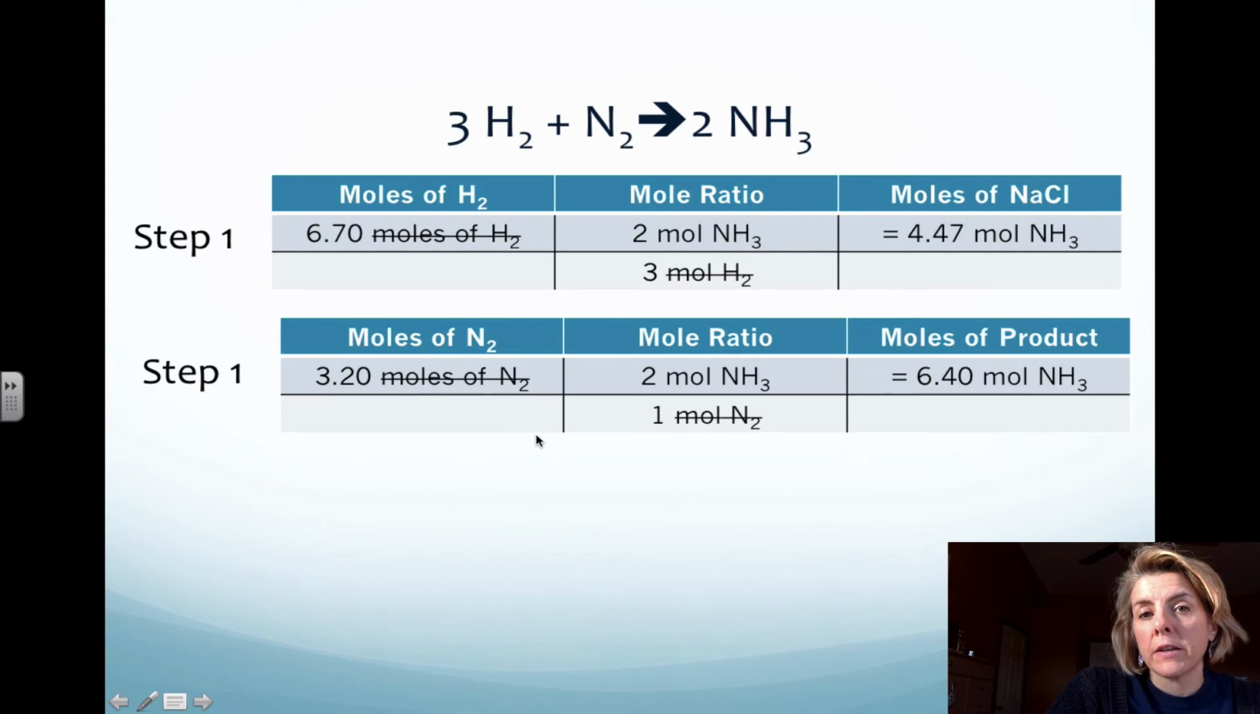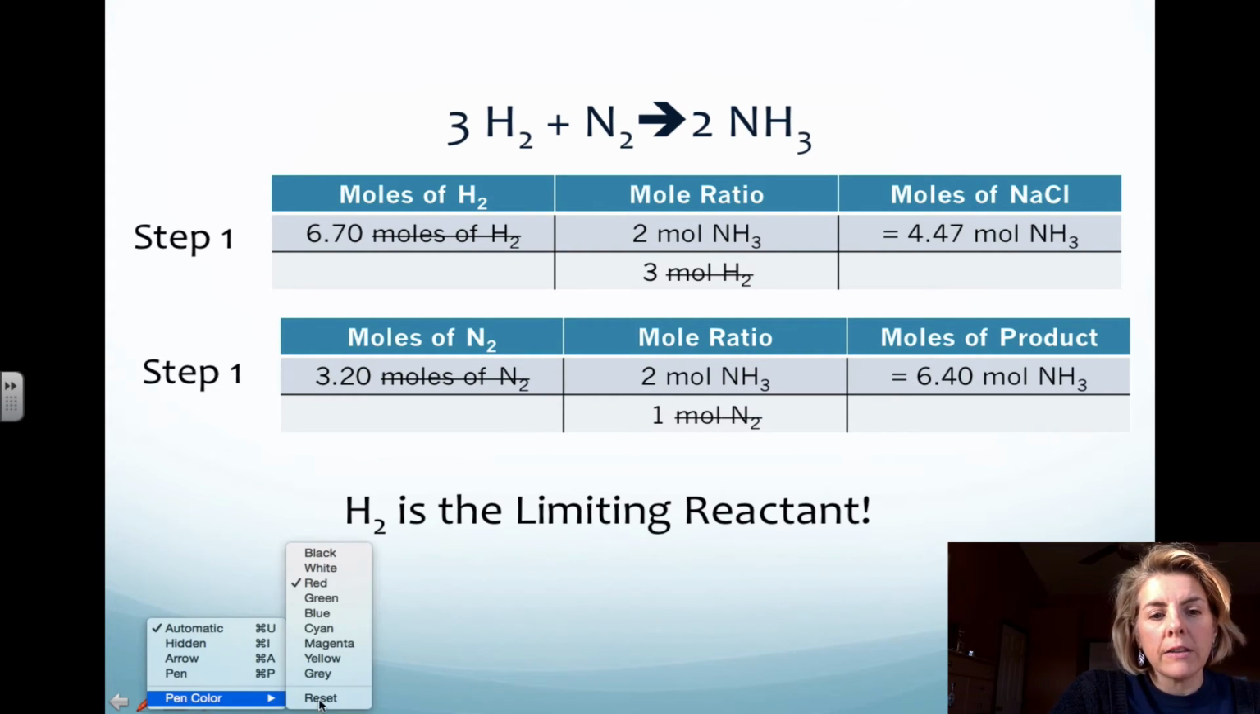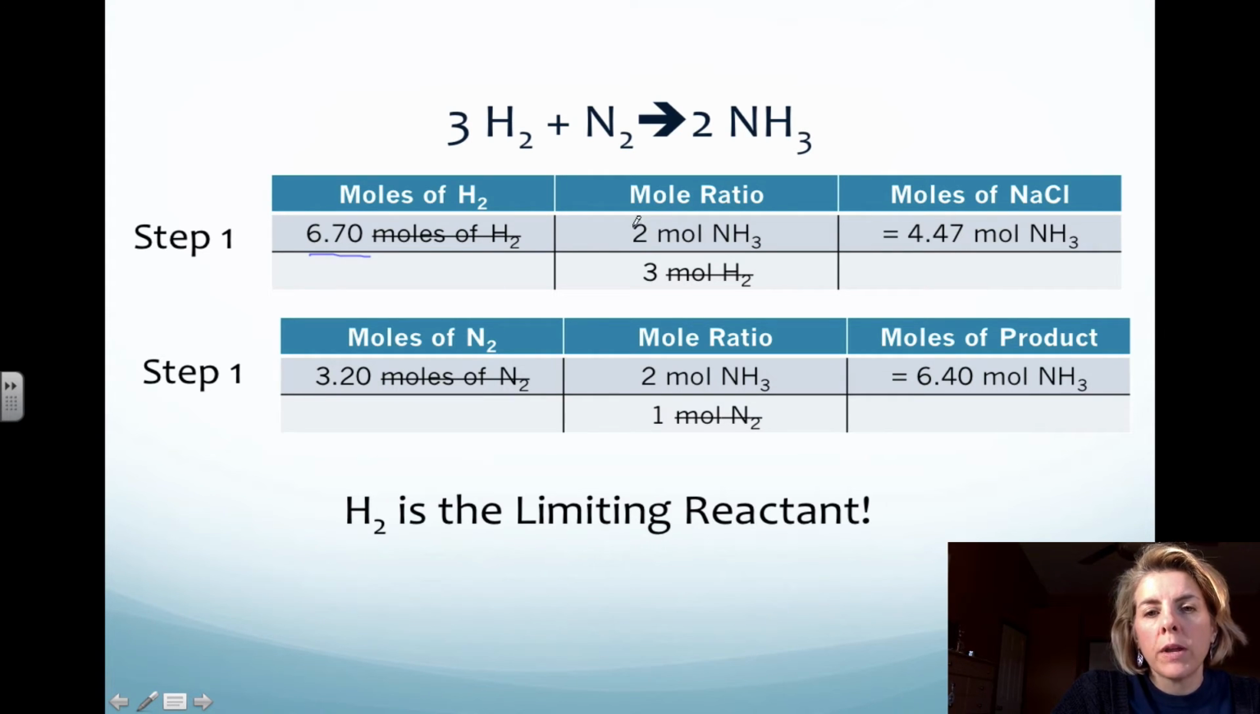So here I have 2 calculations just to show you, and if you look at each calculation here, notice that we have 6.7 moles of hydrogen. We have to use the coefficients to give us a mole ratio, and here we look at 4.47 moles of NaCl. I'm sorry, that should be moles of ammonia. That was from a previous slide. Here we have 3.2 moles of nitrogen, and we're using the coefficients to give us a mole ratio, and we get 6.40 moles of ammonia.